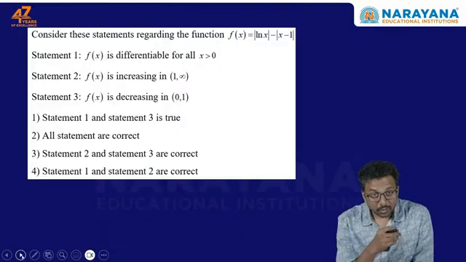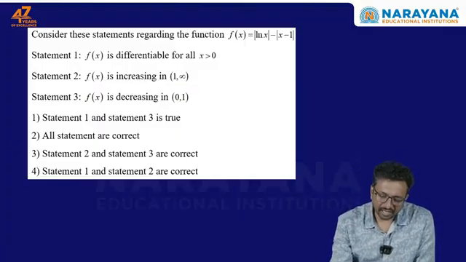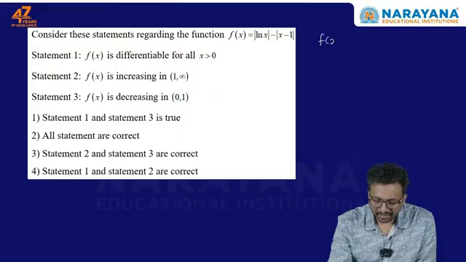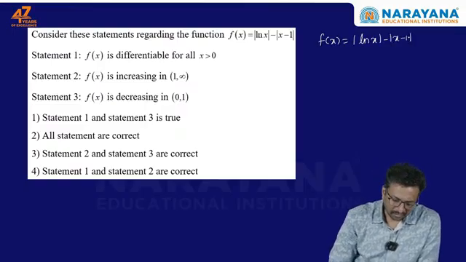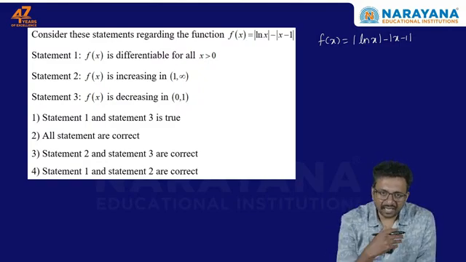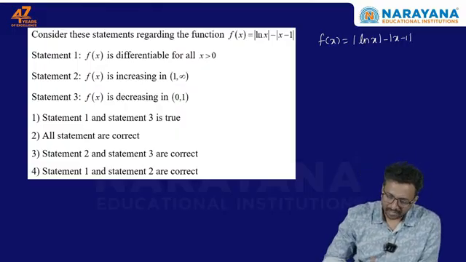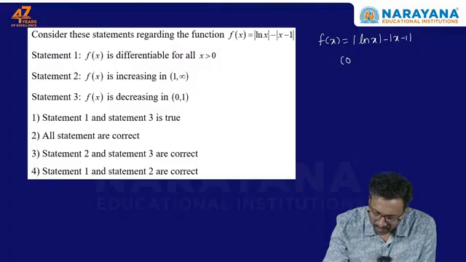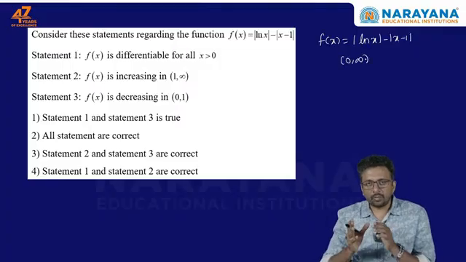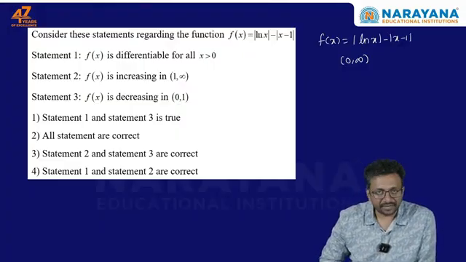So a statement based question. Consider the statements regarding the function f of x is equal to mod of ln x minus mod of x minus 1. So the statements are: f is differentiable for all x greater than 0, f is increasing in 1 to infinity, and f of x is decreasing in 0 to 1. So clearly the domain of this function is open 0 to infinity, right? Because mod of x minus 1 is always defined, but log x is defined only in 0 to infinity.